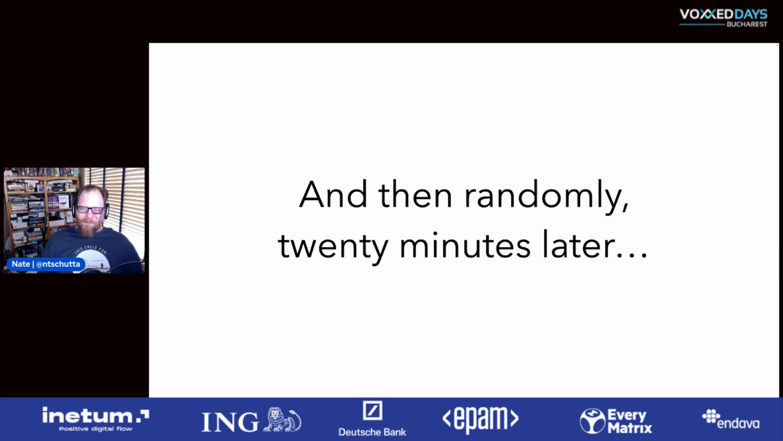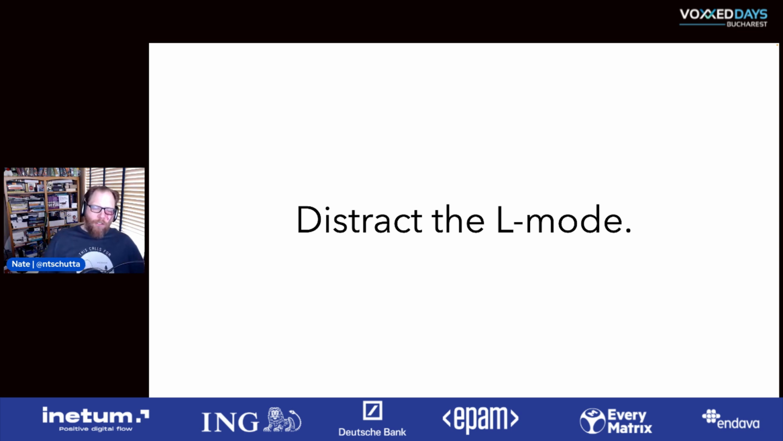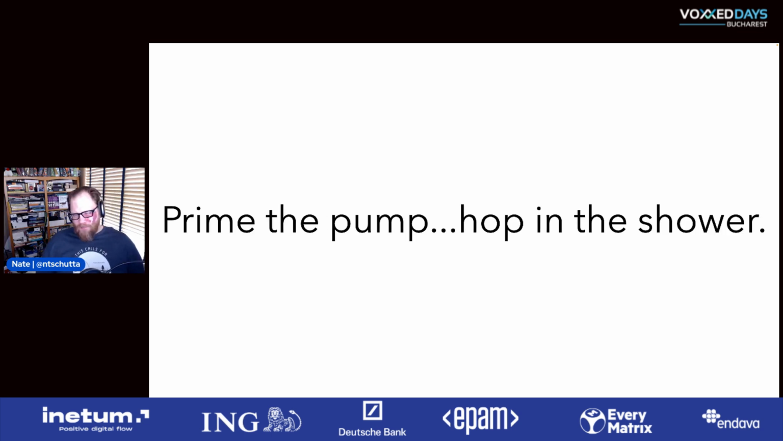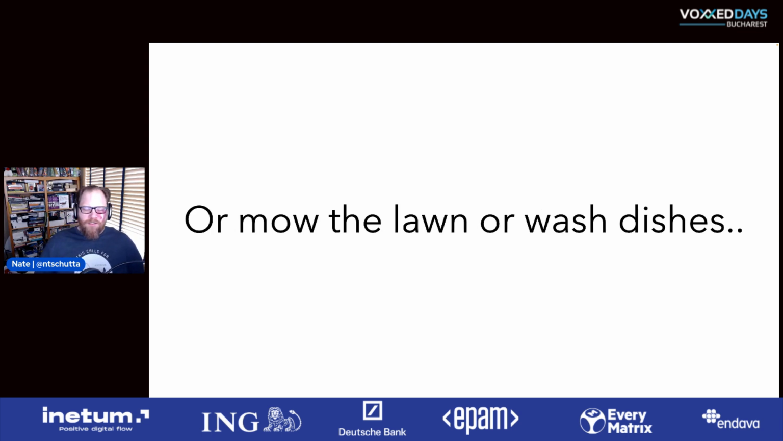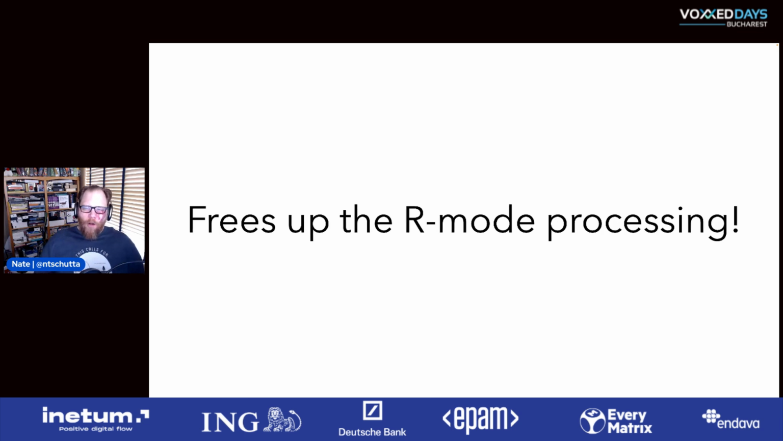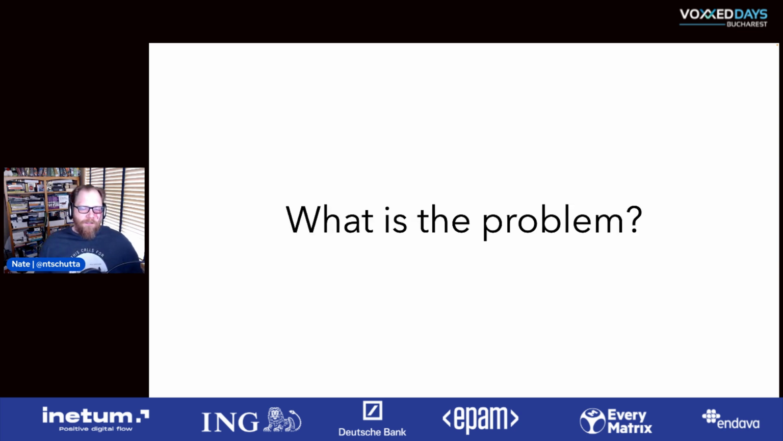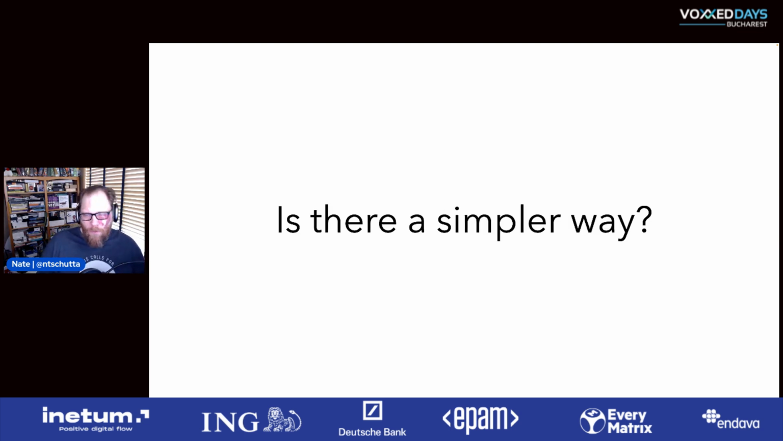So if you want to unleash the R mode, you need to distract the L mode. So you prime the pump, you think about the problem, and then you do something that's kind of rote. So hop in the shower, mow the lawn, wash the dishes. That frees up the R mode because the L mode's just so excited to do this rote thing again and again and again. So that forces you or allows you to take a step back and say, what is the problem? What is the use case? Is there a simpler way?